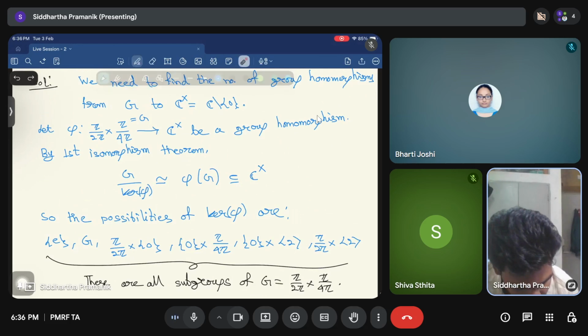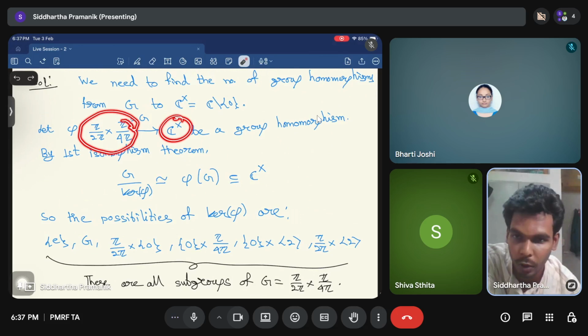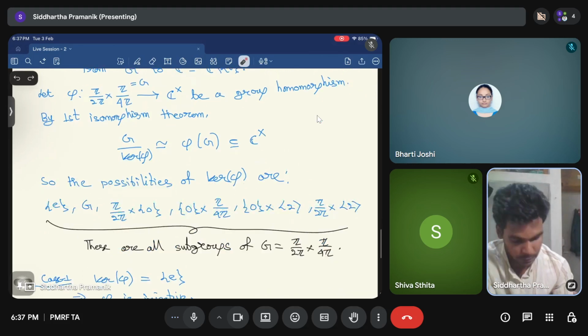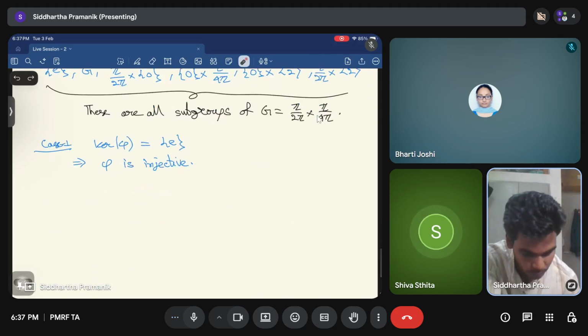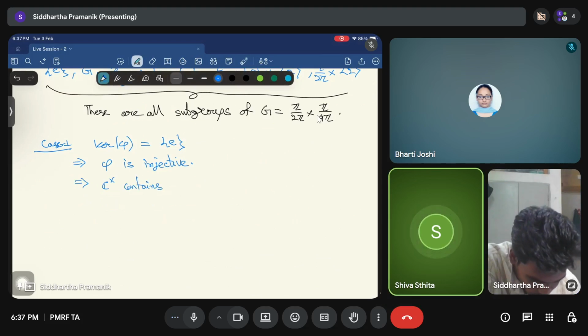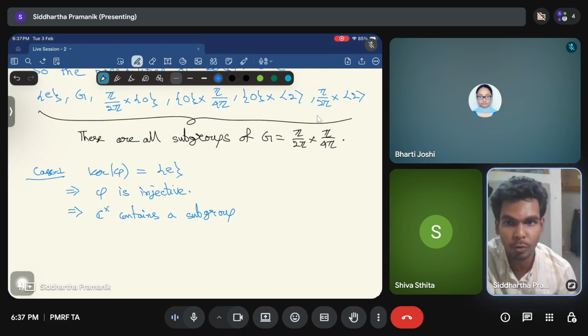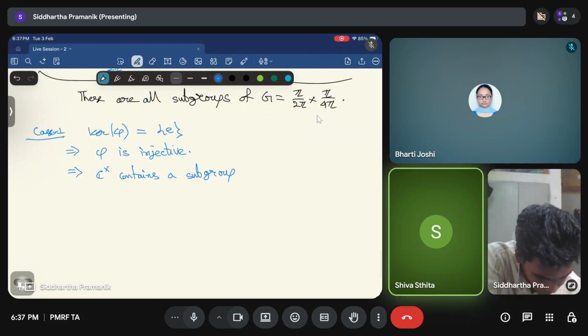Can this C cross contain a group which is isomorphic to Z mod 2Z cross Z mod 4Z? Sir, no. Why? C star is an integral domain, right? C star is not a field. C is a field, right? C star is the multiplicative group of C. Okay, okay, I'm sorry.